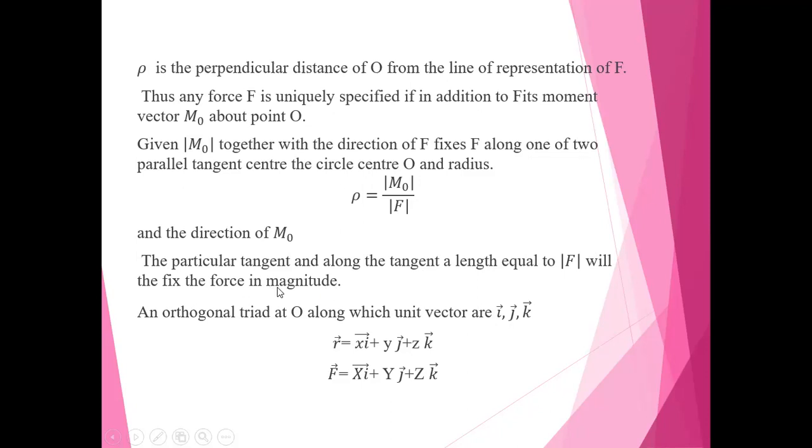Let the force F be given in magnitude and direction. An orthogonal frame is denoted by O, along which the unit vectors are i vector, j vector, k vector. Therefore, r vector equals xi vector plus yj vector plus zk vector. R vector is the position vector. The capital F vector equals Xi vector plus Yj vector plus Zk vector. F vector is the force.